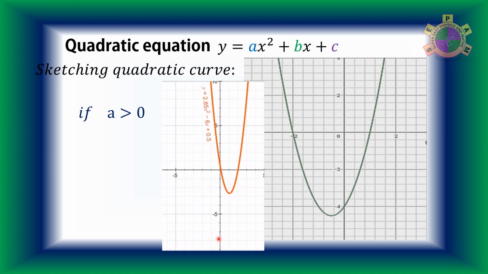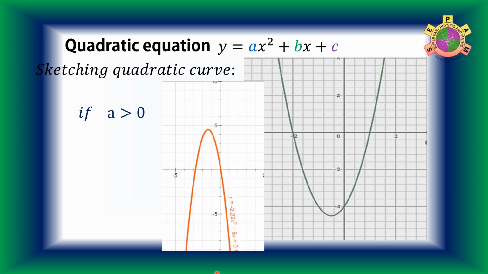We are looking at the nature of the curve of a quadratic equation. Once the value of a is positive, the curve assumes the shape of a cup. When the value of a is negative, the curve assumes the shape of a cap. So it is the a value that determines the nature of the curve, while the b value determines the position.